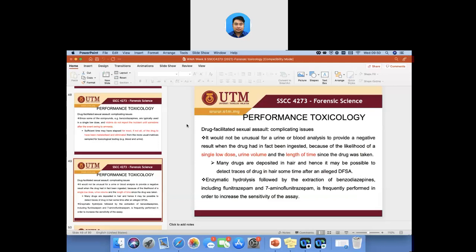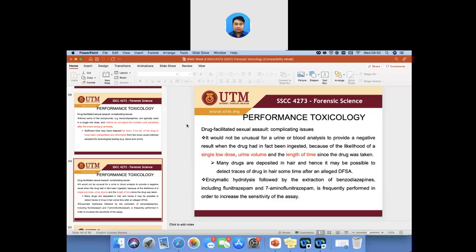Enzymatic hydrolysis followed by extraction of benzodiazepines, including flunitrazepam, is frequently performed in order to increase the sensitivity of the assay. So this is also a continuity of the complicating issues.